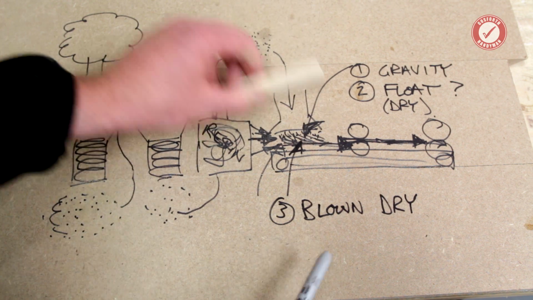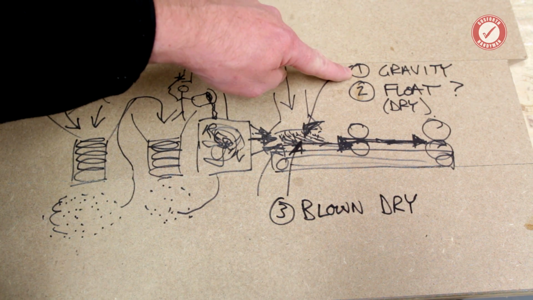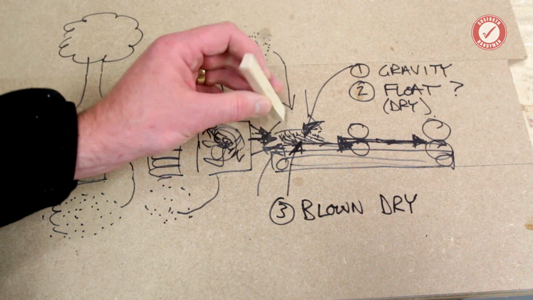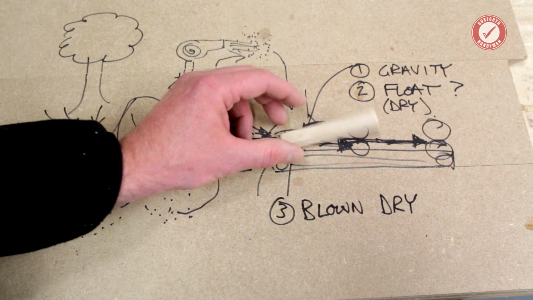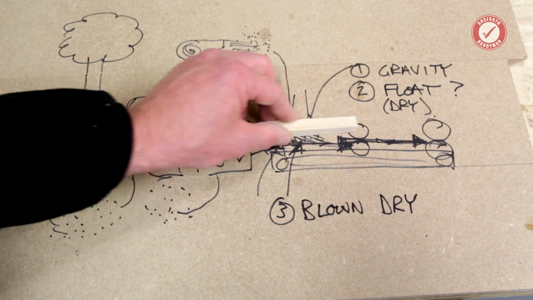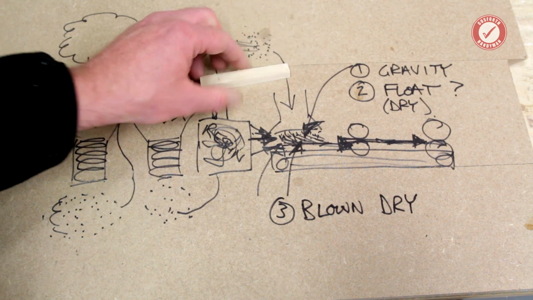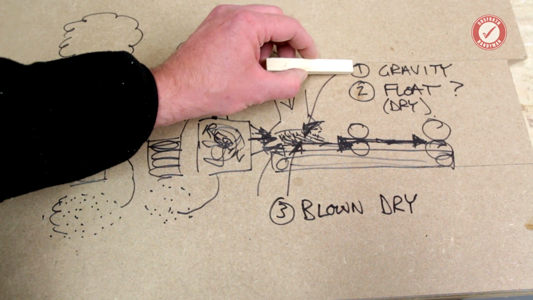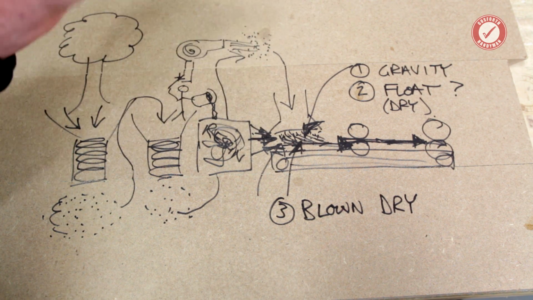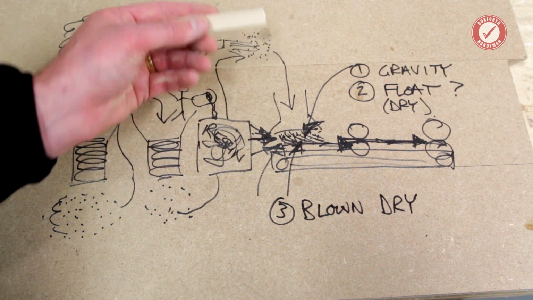So if anyone knows which it is, I think it's probably number one, in that the pieces are already dry and the fibres just naturally fall into a horizontal position before they're pressed. So I think it's probably number one, but if anyone knows the definitive answer, please post it in the comments, because I have tried to find out and I can't find it.